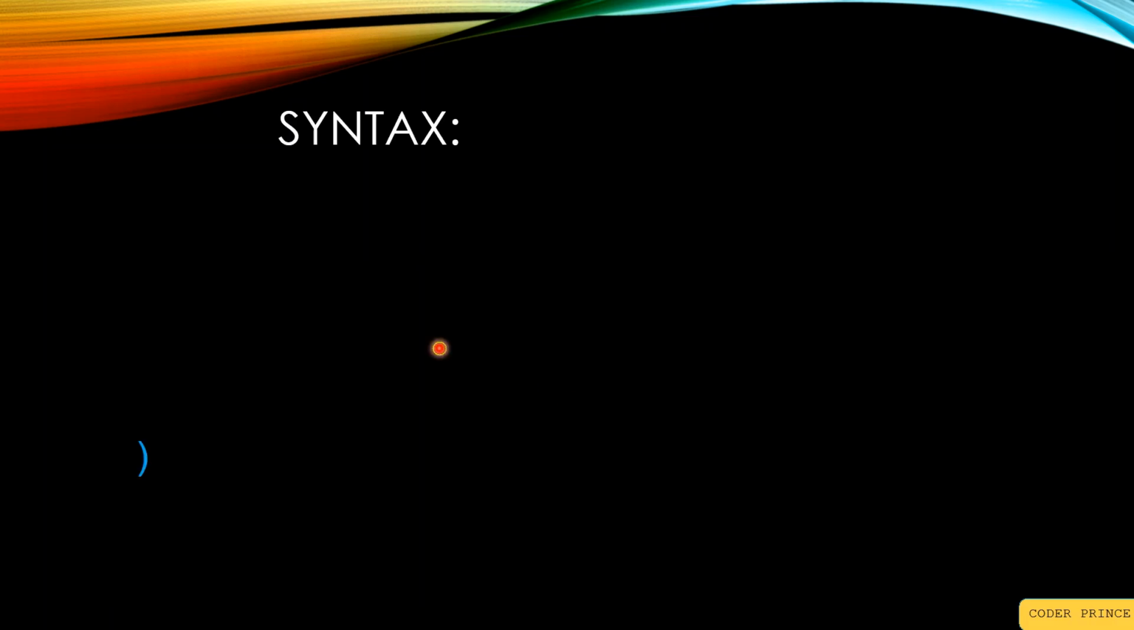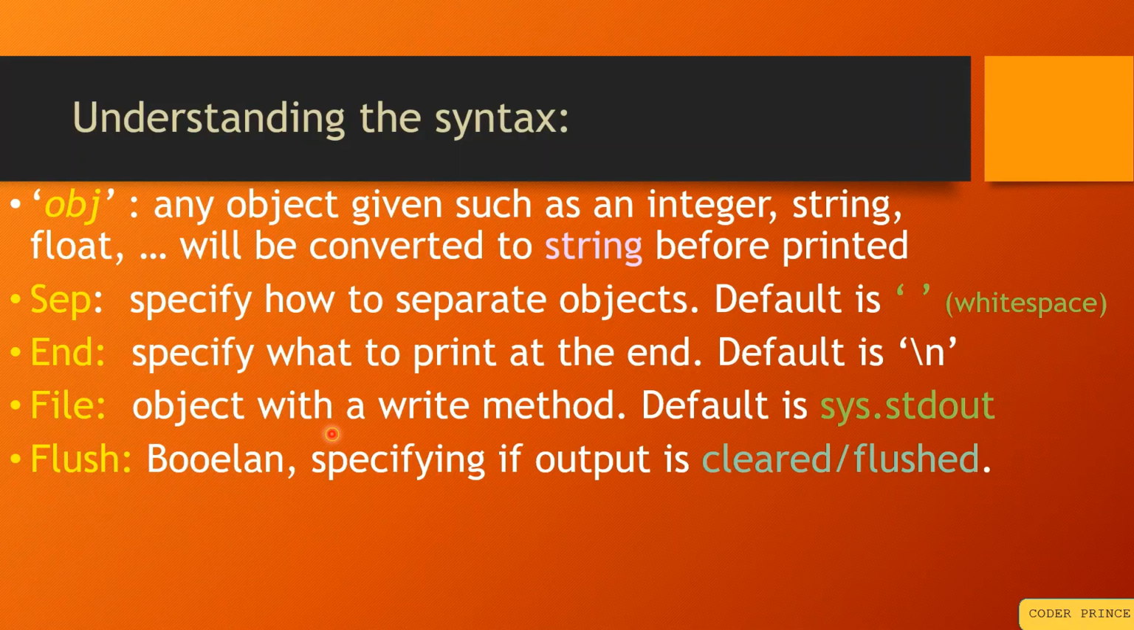So let's see the syntax of the print function. Print followed by opening and closing parentheses, obj or objects, sep equal to separator, end equal to end line, file equals file, and flush equal to flush. So let's now see about each of these in detail.